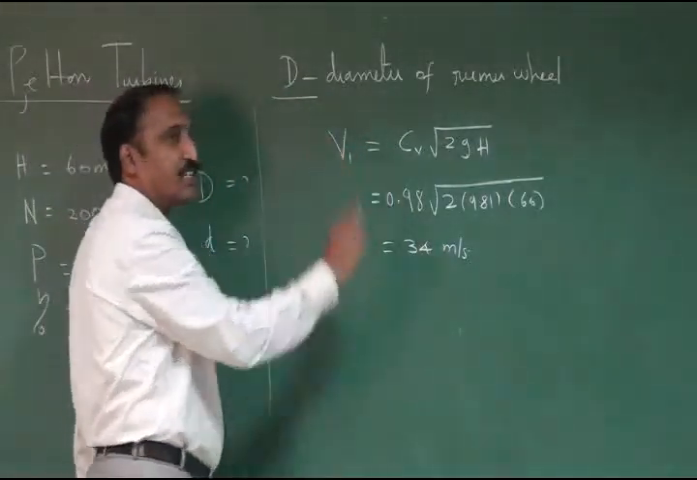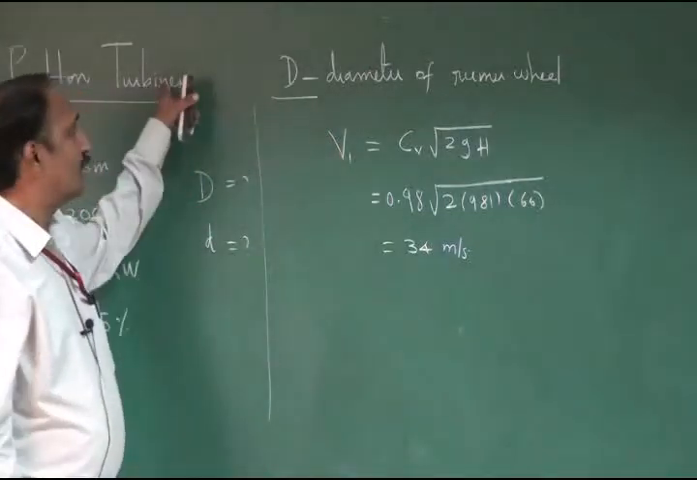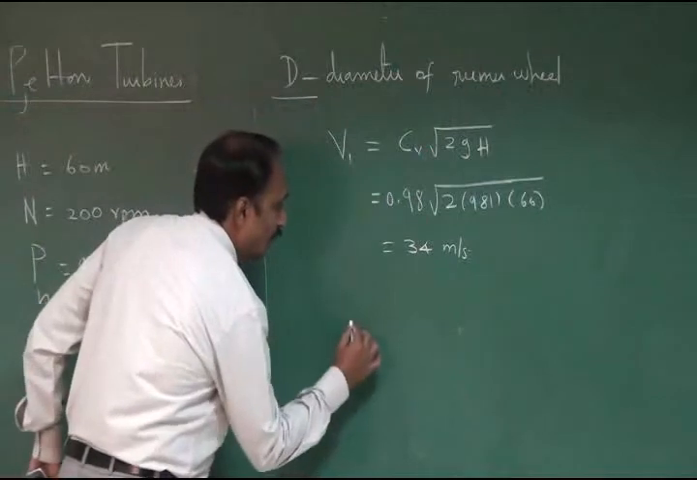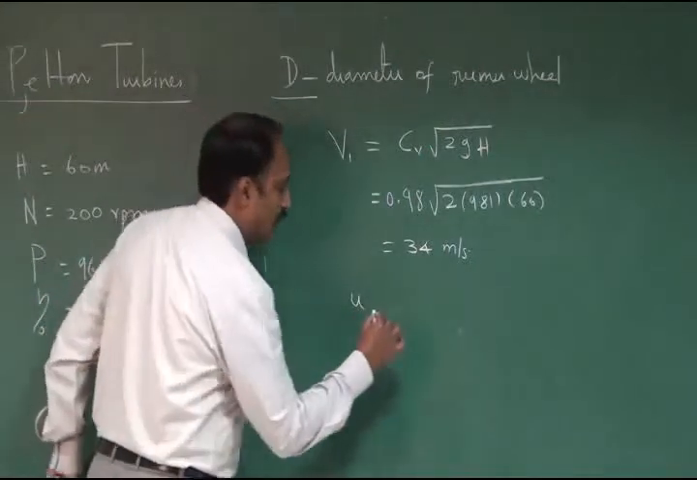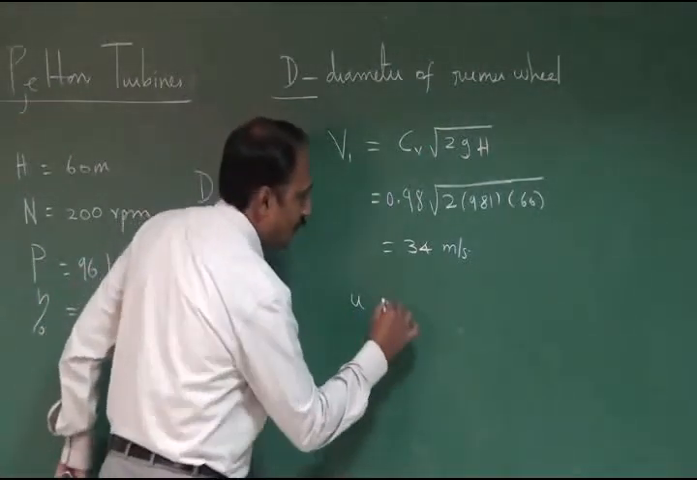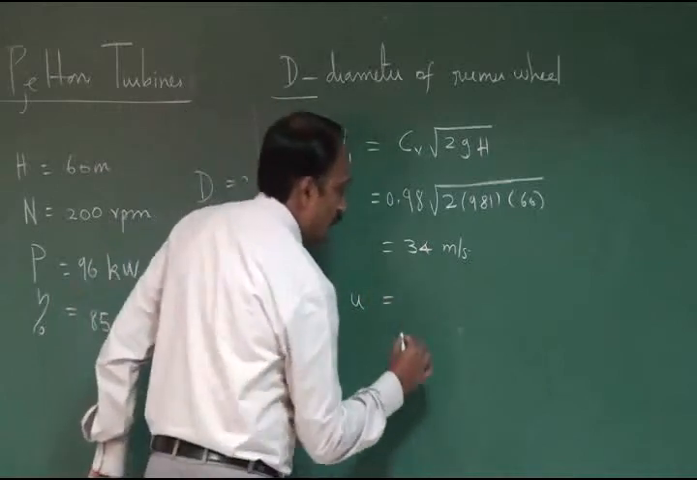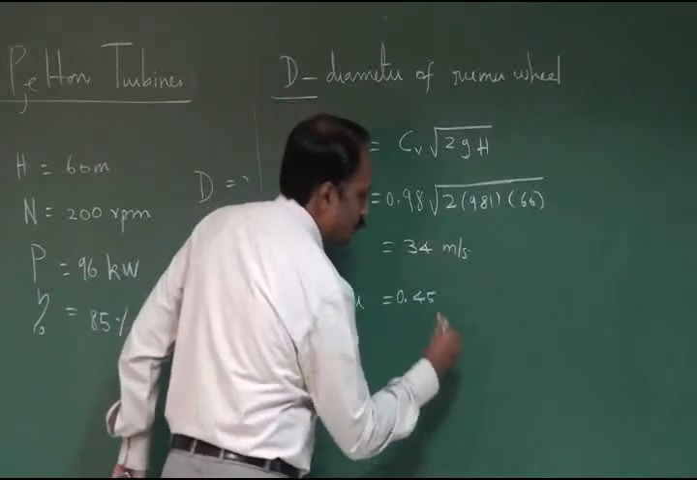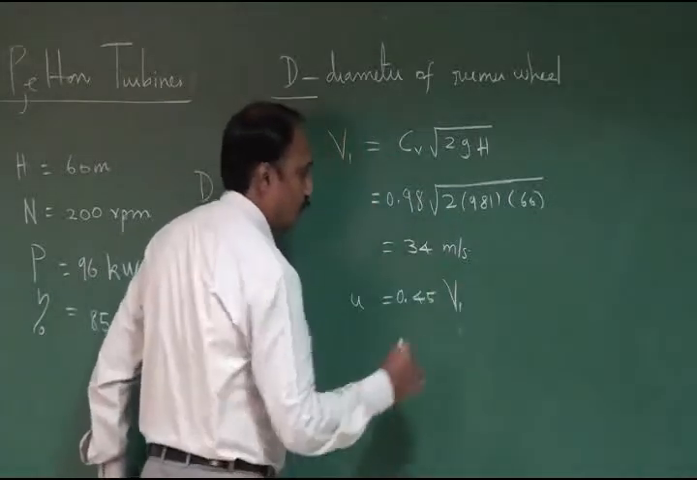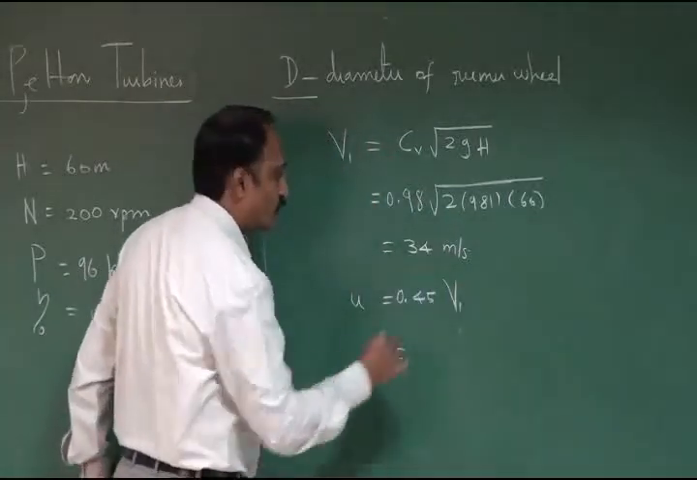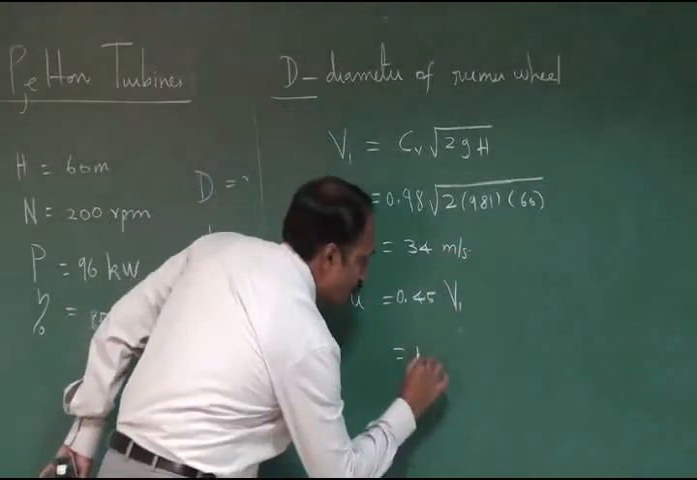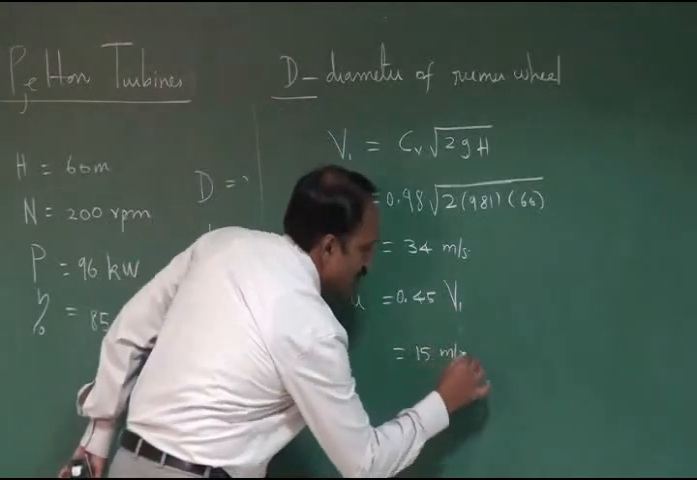By relating the absolute velocity and the tangential velocity of the runner wheel, we can calculate the tangential velocity of the runner, which is equal to 45% of the absolute velocity at inlet. So 45% of 34 meter per second gives us 15 meter per second.